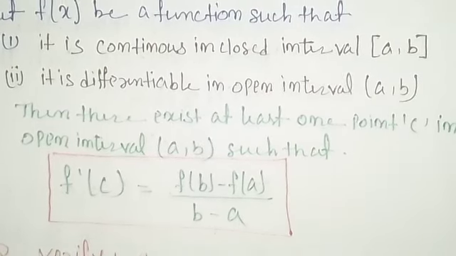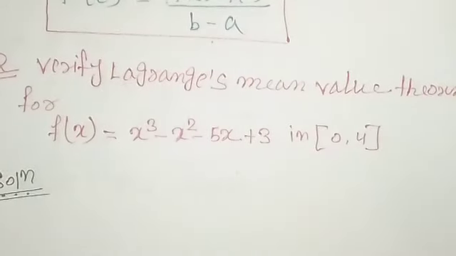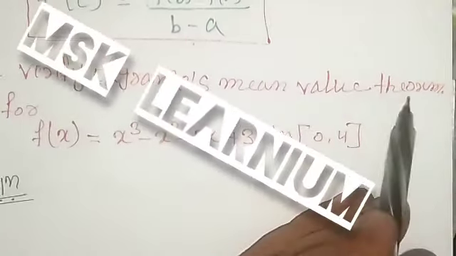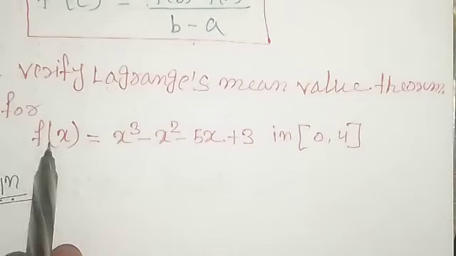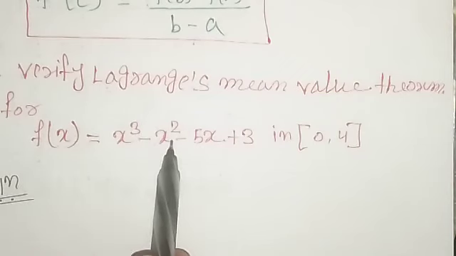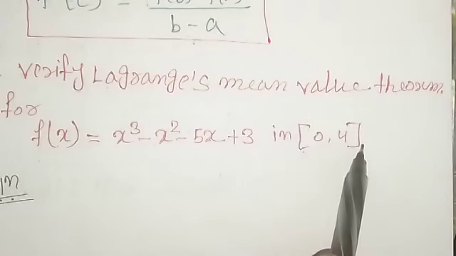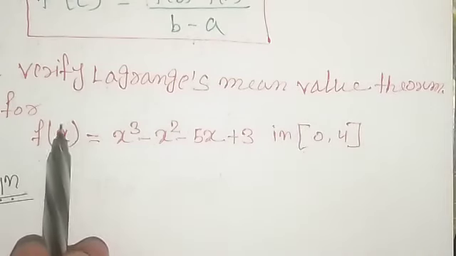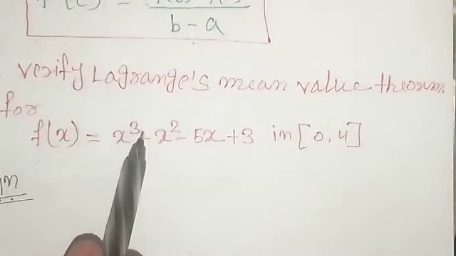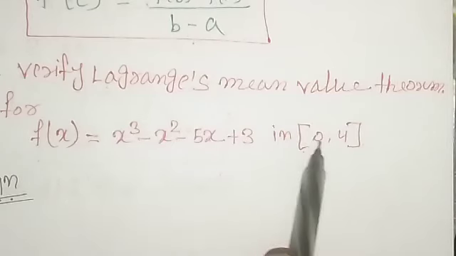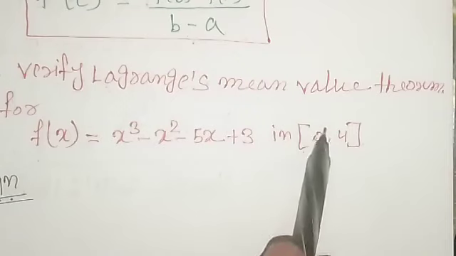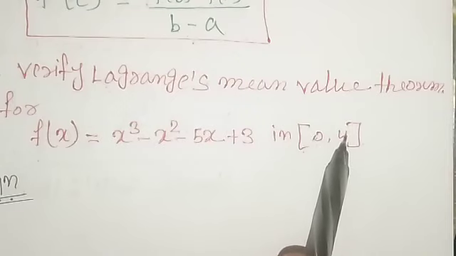So here we go. Verify Lagrange's mean value theorem for f of x is equal to x cube minus x square minus 5x plus 3 in the closed interval 0 comma 4. Here one function is given, which is a polynomial function, along with the closed interval 0 4. So let's say a is 0 and b is 4.